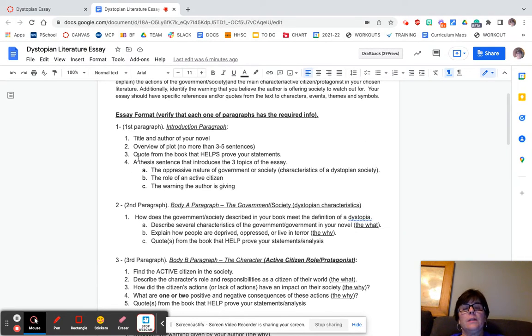This says, quote from the book that helps prove your statements. This can be optional. If you find a quote that you really like that helps explain the overview of the plot, you may add it, but you don't have to. And then your last sentence of your intro will be a thesis statement that introduces the 3 topics of the essay. So, the oppressive nature of the government or society, which means you're going to talk about the characteristics of a dystopian society, the role of an active citizen, and it'll explain that down here, and the warning the author is giving.